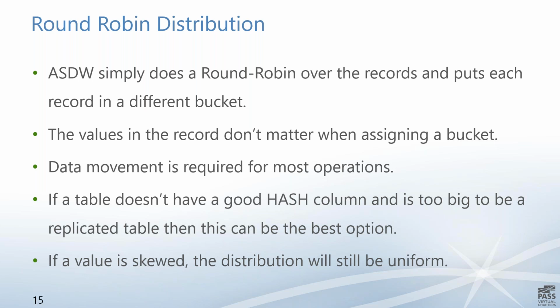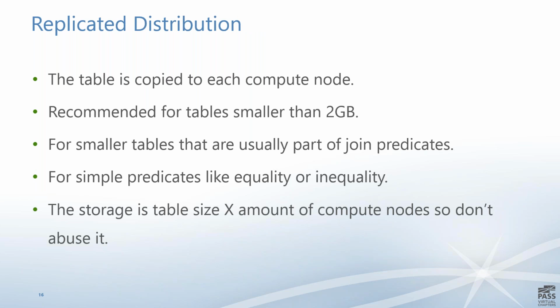A recommendation, if the table doesn't have a good hash column, and it might be too big to be replicated on the entire data warehouse, then that can be a good option to do a round robin. If a value is very skewed and you don't really find another column that you think would be a good hash distribution candidate, then at least you know that round robin will always give you a uniform load of storage in the system.